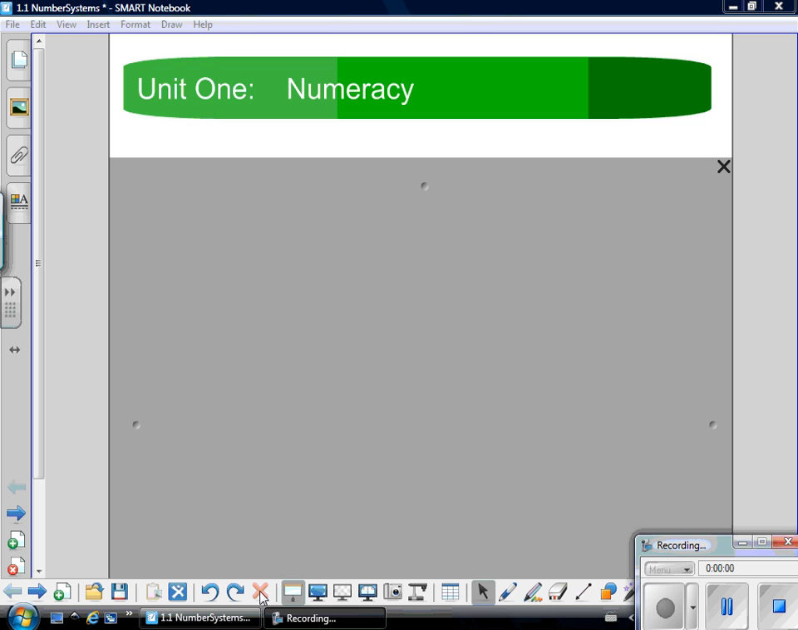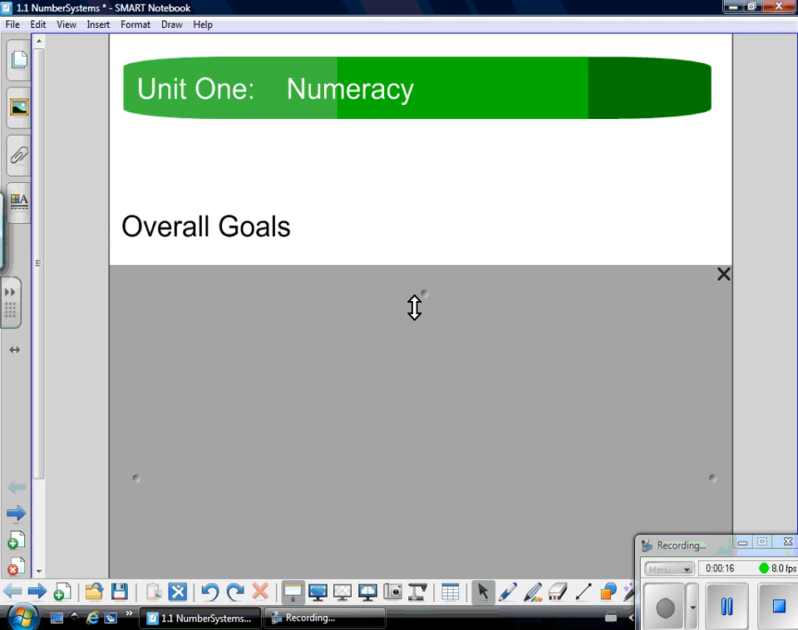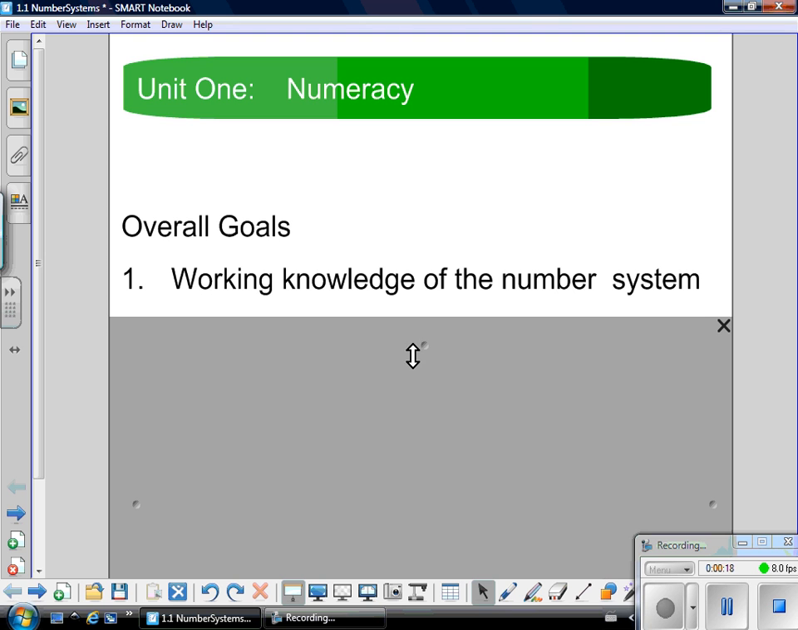Okay, the first unit in the grade 9 course is what we call numeracy. And you might think you know a lot about numbers, and hopefully you do, but this is just to consolidate knowledge that you've gained over your school year so far. So our unit goals are the following. First of all, for us to have a working knowledge of the number system.